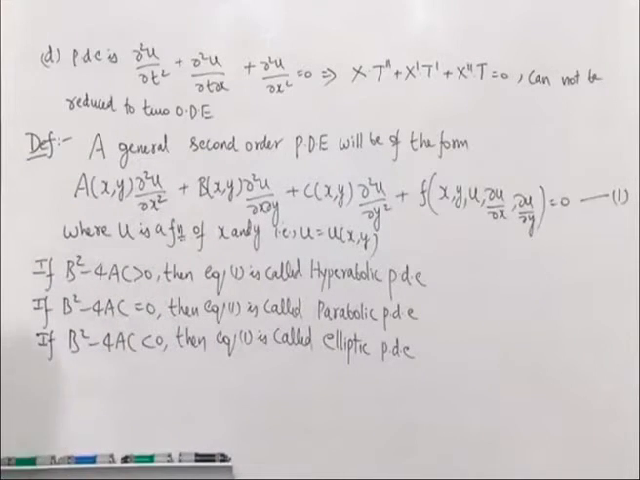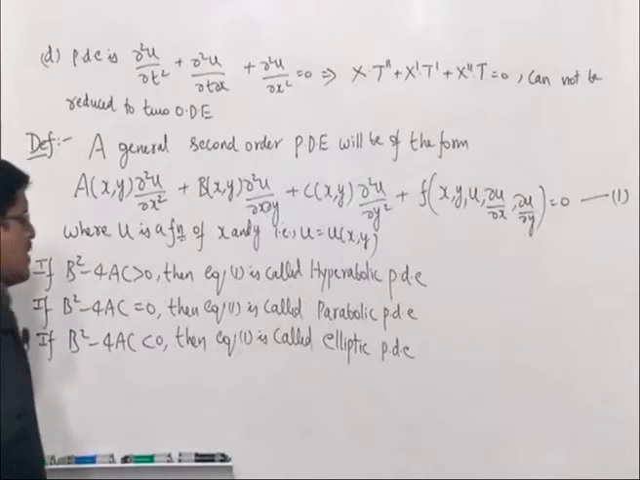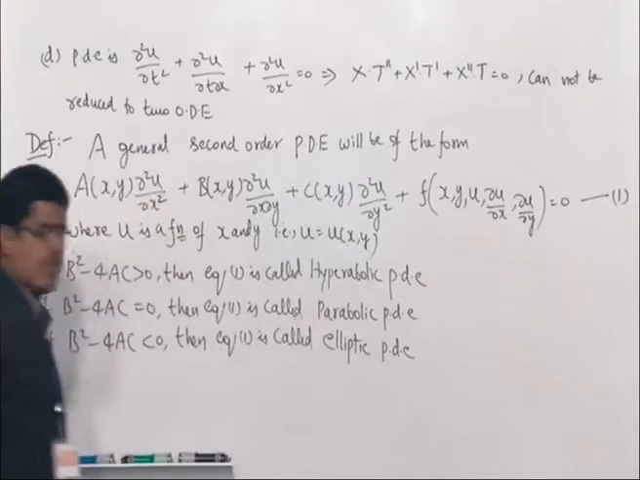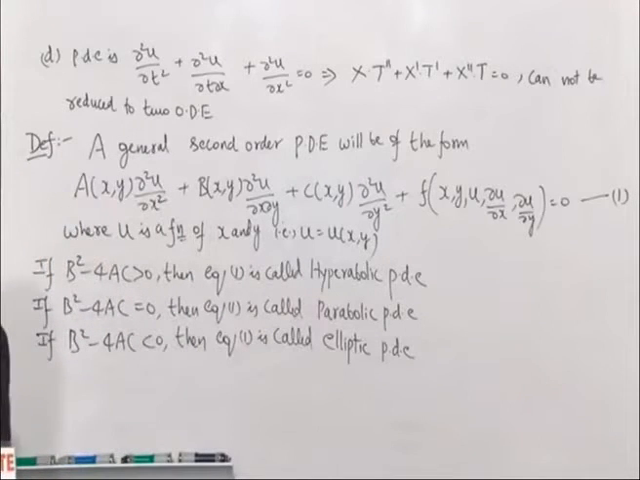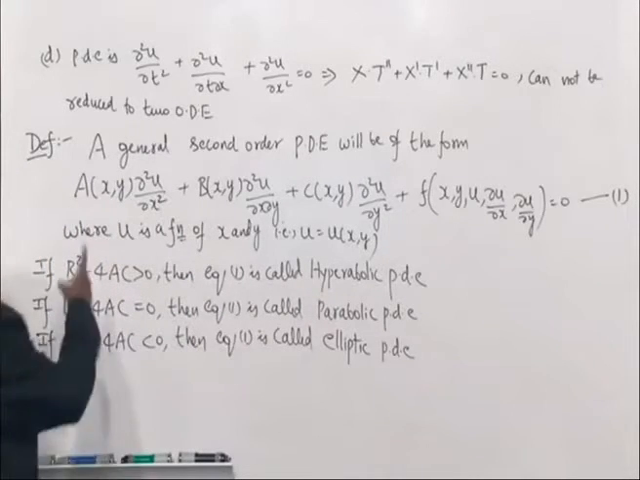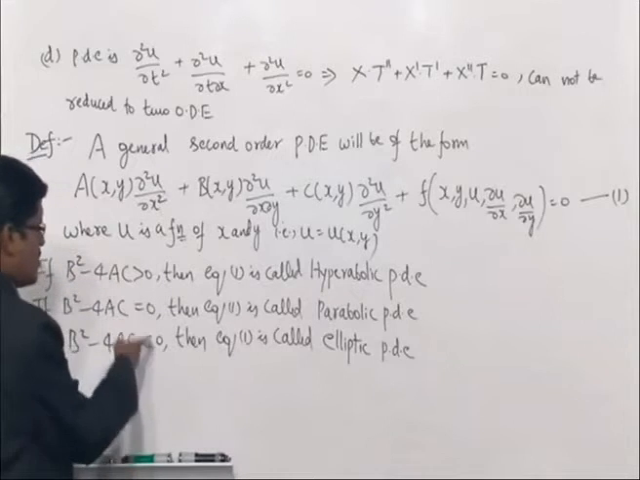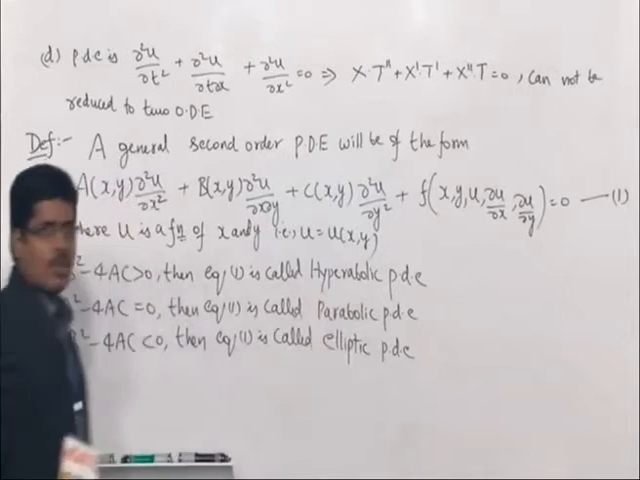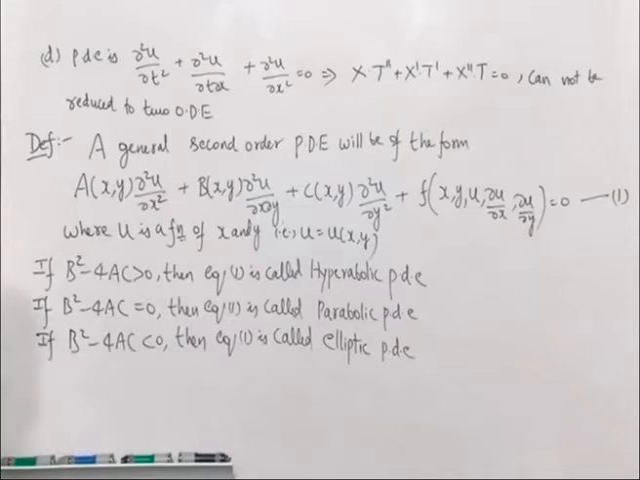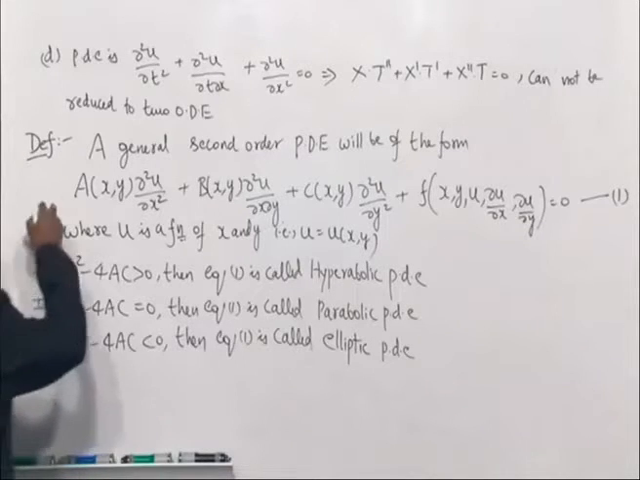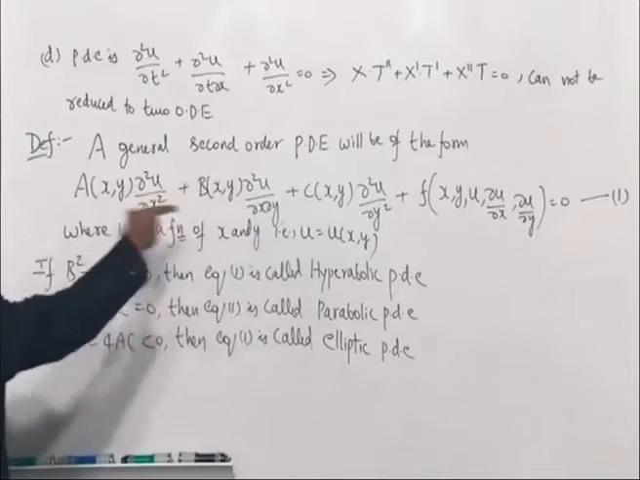So A is nothing but del square u by del x square coefficient, B is nothing but del square u by del x del y coefficient, C is nothing but del square u by del y square coefficient. Just remember the second order derivative coefficients denoted by ABC. Find this condition greater than 0, equal to 0, less than 0. Then look at the options: hyperbolic, parabolic, elliptic, none of these. Okay, just remember the first three terms of second order PDE standard form.